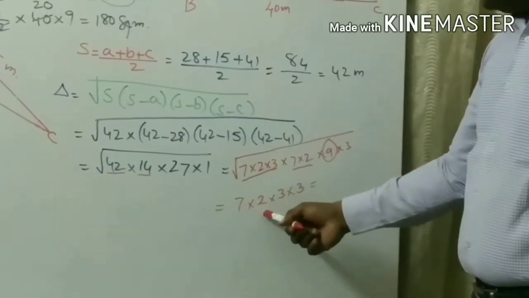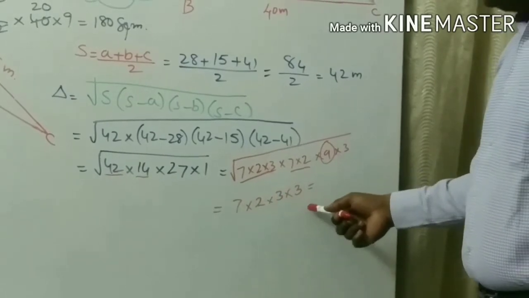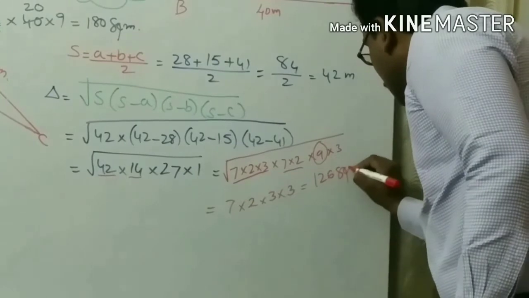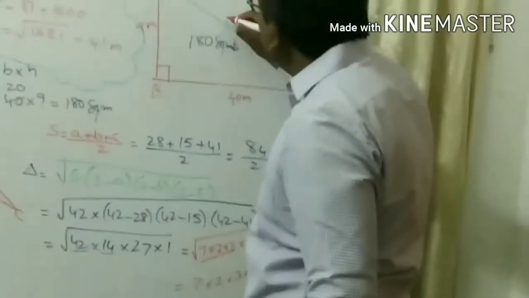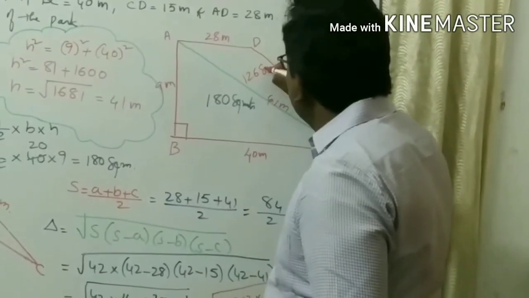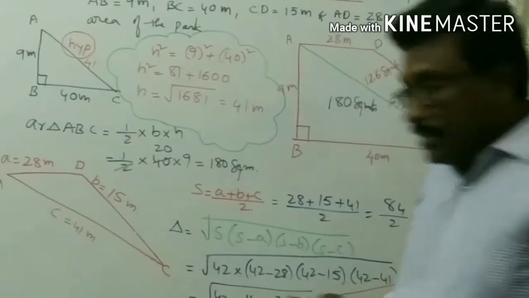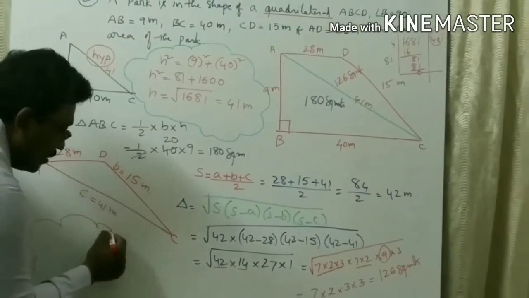Now 7 twos are 14. 14 threes are 42. 42 into 3 is 126 square meters. So this area is how much? 126 square meters. Now what is the question he asked? What is the area of the park?